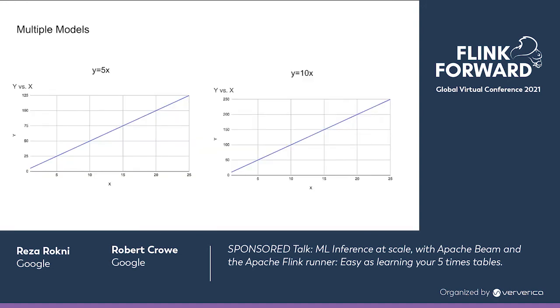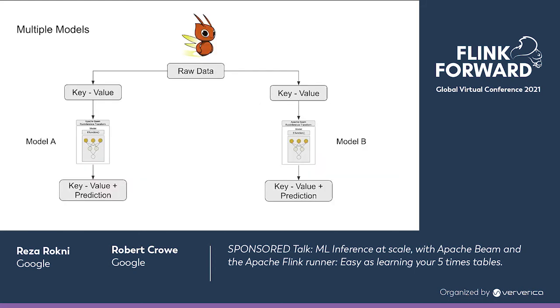So what we're going to do today is to work with multiple models in our pipeline to show this kind of live experimentation workflow. Thanks, Robert. And so what we're going to do is make some minor modifications to the code that we had before. As well as that 5 times table model, we're going to add the 10 times table model to the flow using the same raw data.